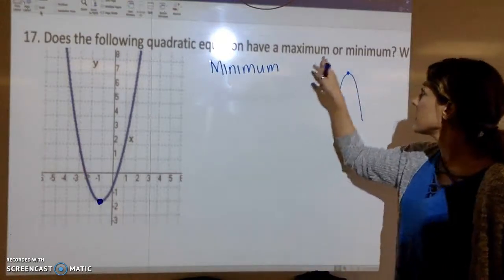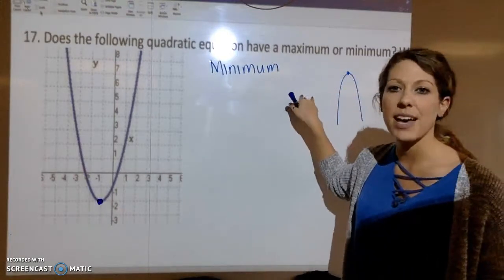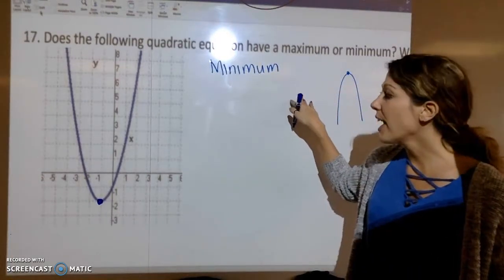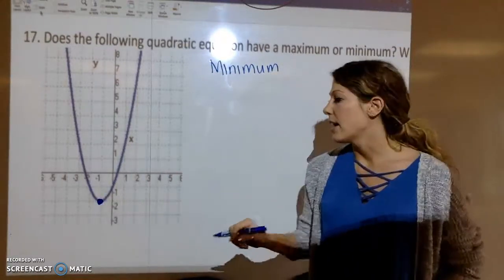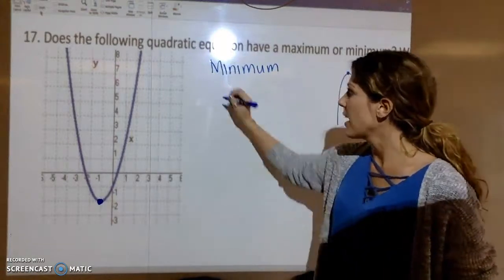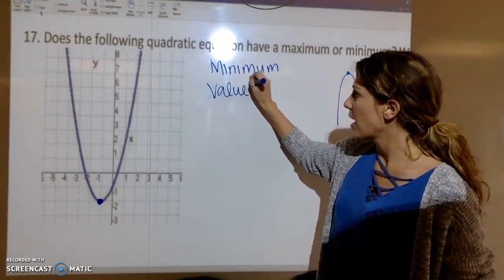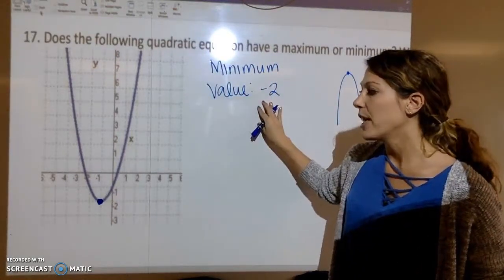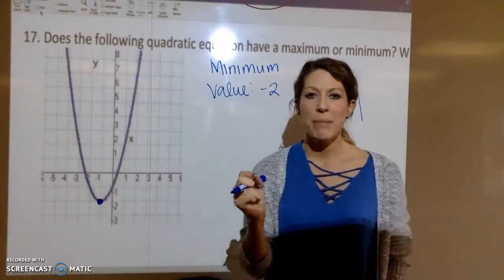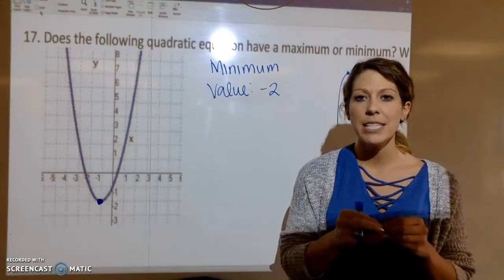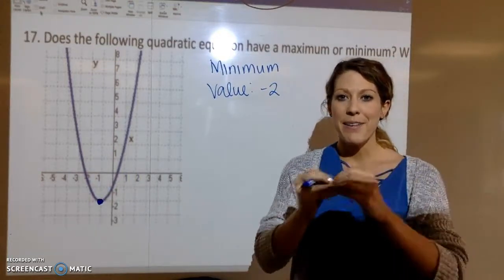And then it says, what is the value of that? So your value is your y value. We say y value. So in this case, our value of our minimum is negative 2. It happens at negative 1, but when we want to know what the maximum or minimum value is, we actually want to know the y value.